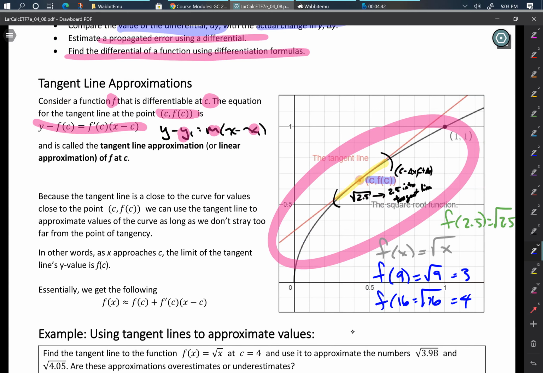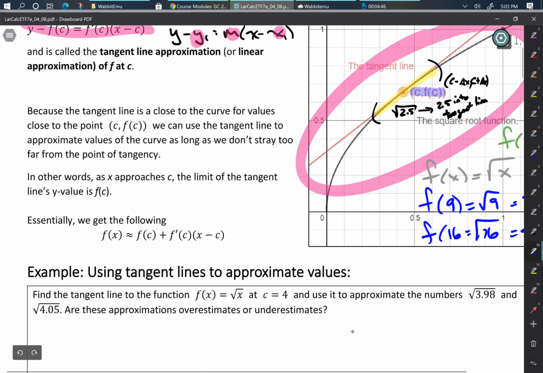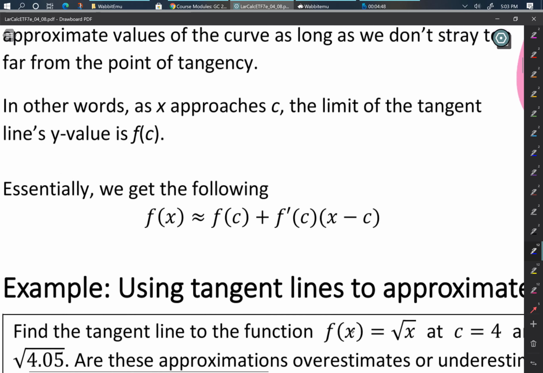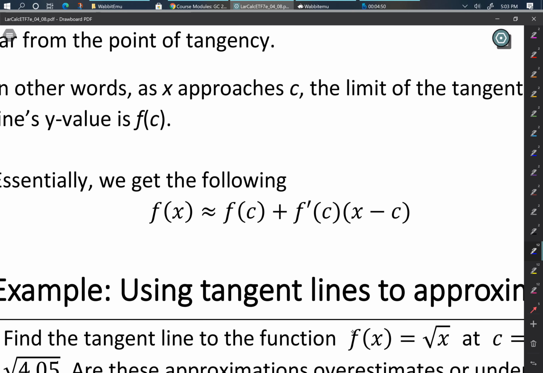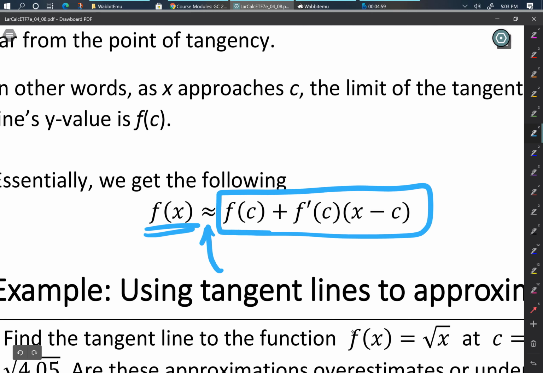So what's going to happen here is we are going to make this argument right down here. We're going to say that as long as we're close to that nice point, the value of the function can be approximated by, and if you look at this carefully, this is the tangent line.